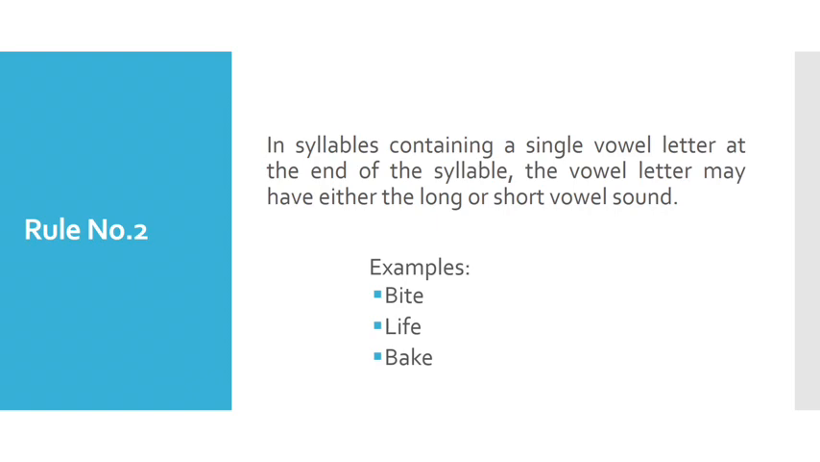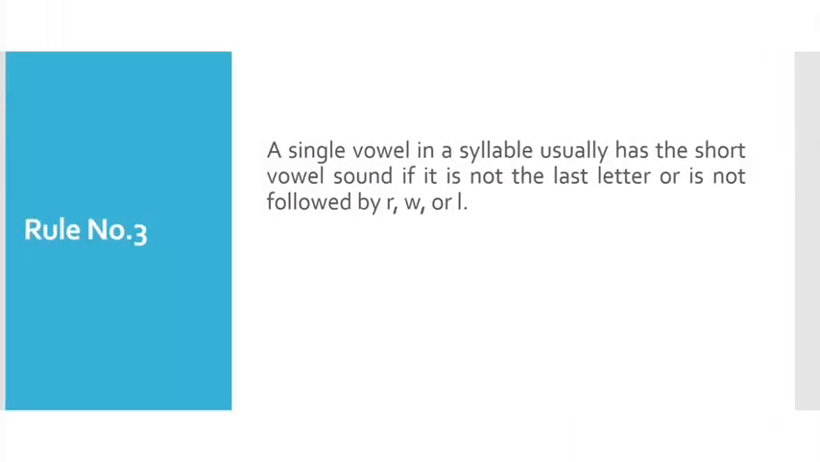Or if we are upset, we can use the short vowel sound, saying, life is full of disappointments. You see, there's a difference. Okay, for rule number 3, it says that a single vowel in a syllable usually has the short vowel sound if it is not the last letter or is not followed by consonants R, W, or L. So if a certain word is not followed by R, W, or L, then we have to read that in a short vowel sound.